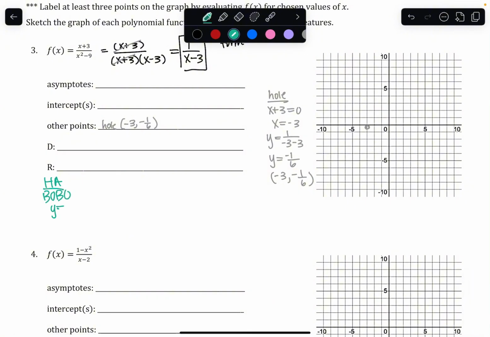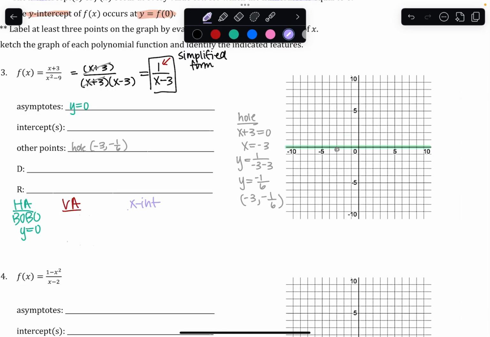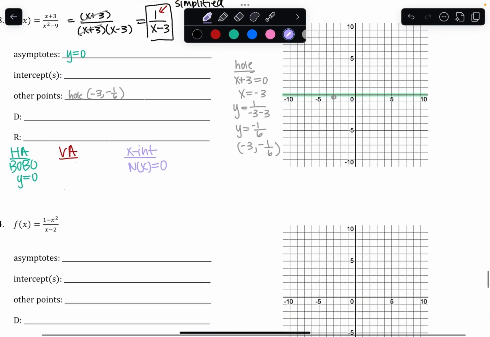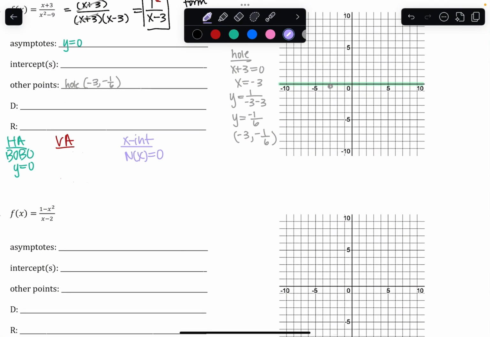And in that case, y equals 0 is our horizontal asymptote. And so that "y equals" is very important, otherwise it doesn't read as a horizontal line. So y equals 0 is our horizontal asymptote. And then to find the vertical asymptote: x-intercept is numerator equal to 0. And then vertical asymptote is denominator equal to 0.